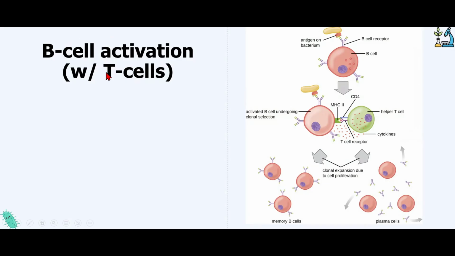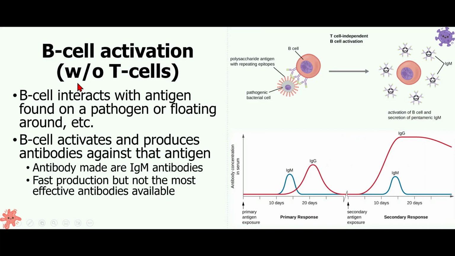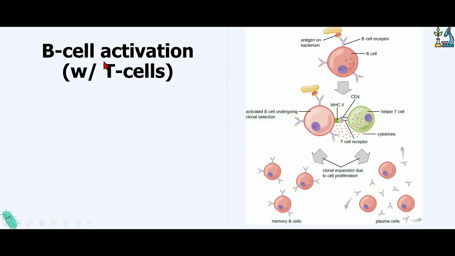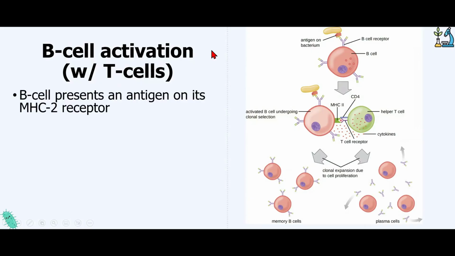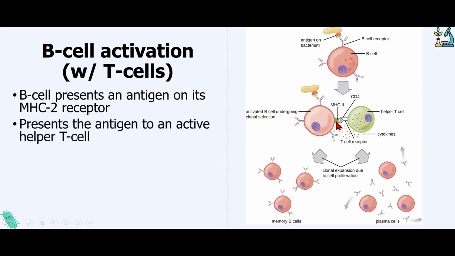That is through B cell activation with the help of a T cell. So going back here, this is B cell activation without a T cell. This is B cell activation with a T cell. A B cell is floating around and it's going to meet a T cell. That is a helper T cell. What the B cell does is it is presenting an antigen on its MHC2 receptor. B cells have the MHC2 receptor. And so the B cell is holding the antigen right there, and it's going to present it to none other than the helper T cell.